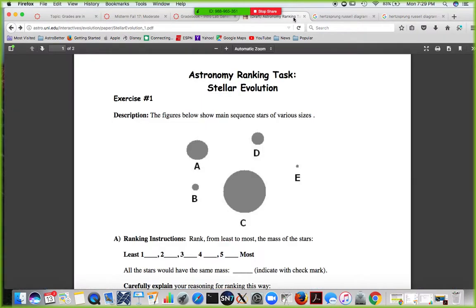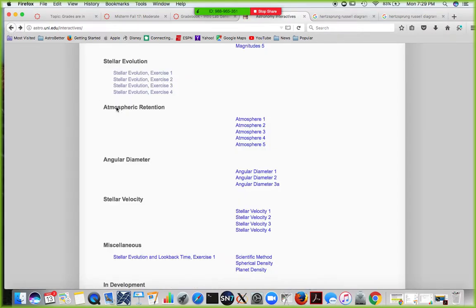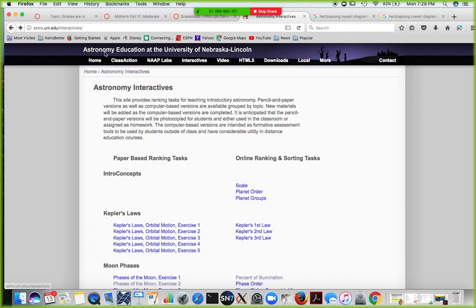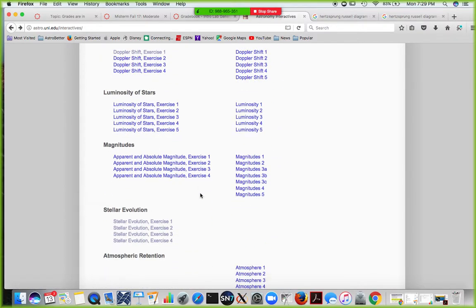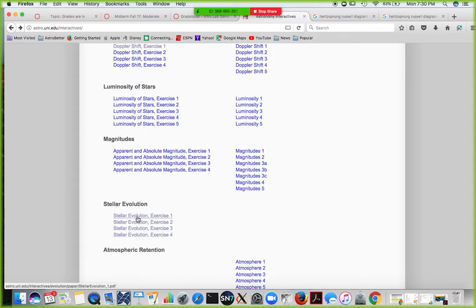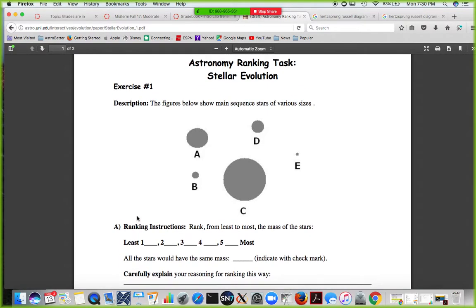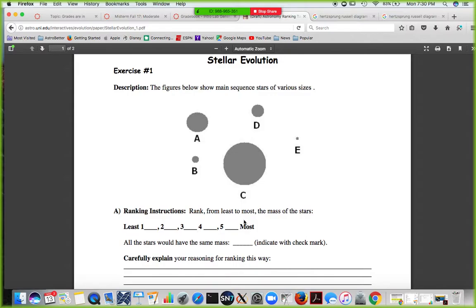So let's go to this exercise. If you go to NAAP, Astronomy Education at the University of Nebraska-Lincoln, and you go to this exercise, stellar evolution, you have a ranking exercise like this. The figures below show main sequence stars of various size. So you have stars A, B, C, D, and E. What you have to do is rank from least to most the mass of the star.